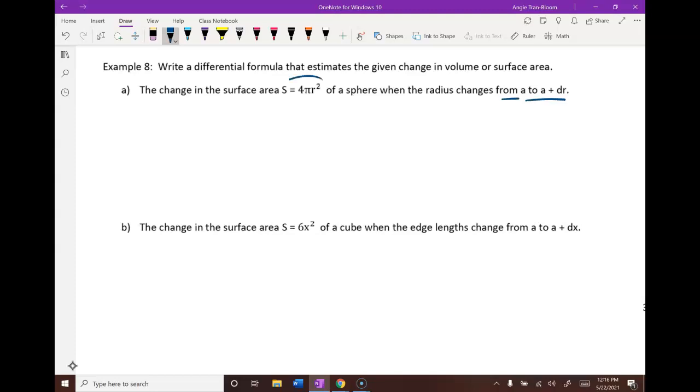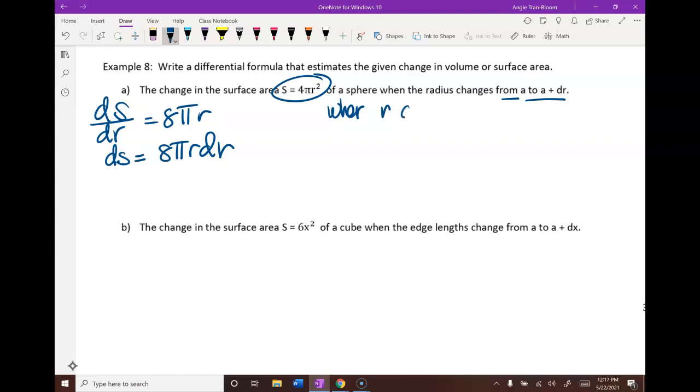So immediately, students, we can take the derivative, ds with respect to dr equals 8 pi r, okay? Now we can cross multiply just so we can have ds equals 8 pi r times dr. Well, in this question, it says, give me a formula when the radius changes from a to a plus dr.